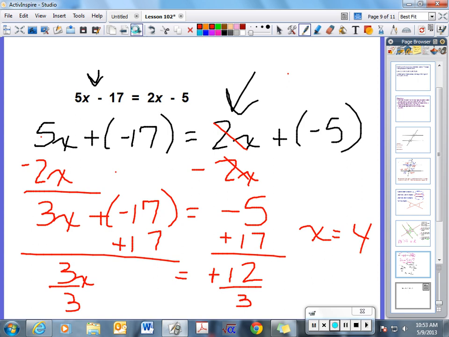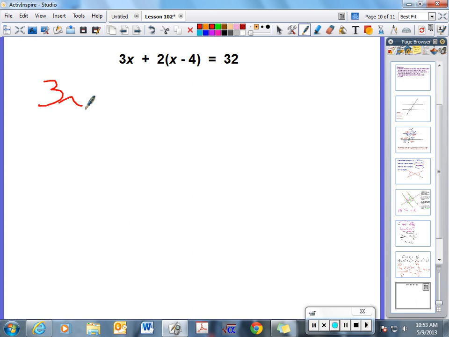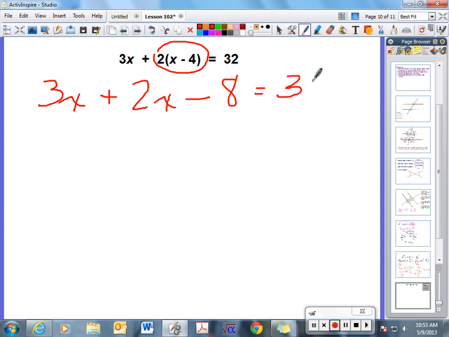All right, we've got one more here. If you want to solve this one with me, that might help. Or you can just follow along as I do the steps. I'm going to rewrite this. And I see that I have a number times a quantity here, so I'm going to use the distributive property. So I have 2 times x is 2x minus 2 times 4, which is 8, equals 32. And then I'm going to go ahead and change this to add the opposite.